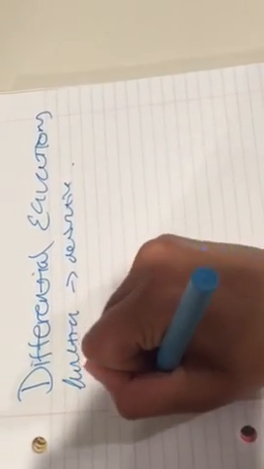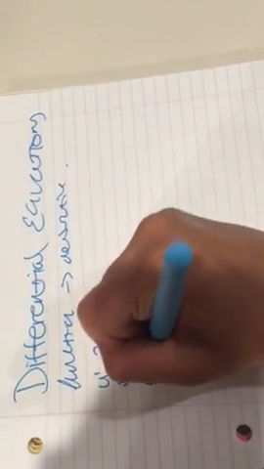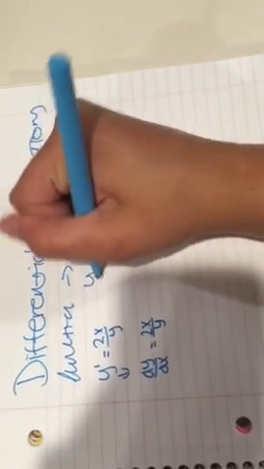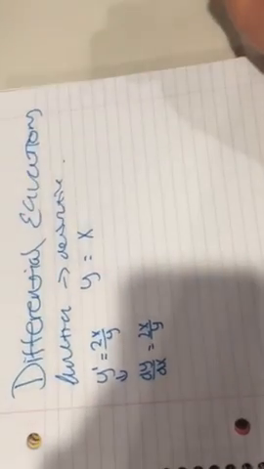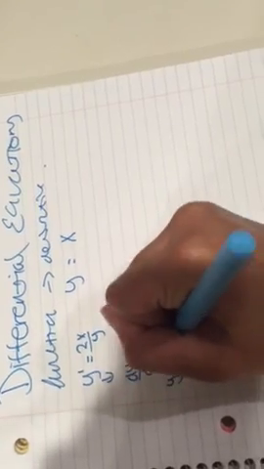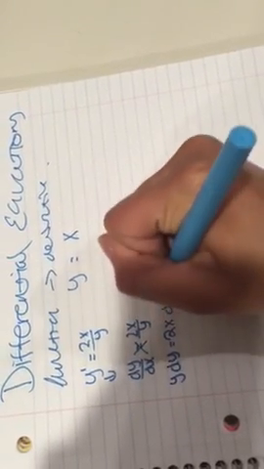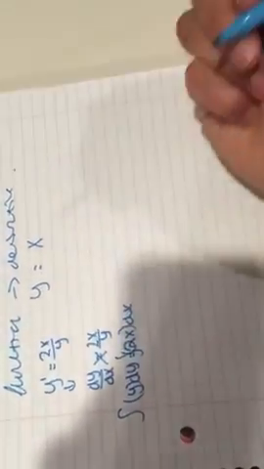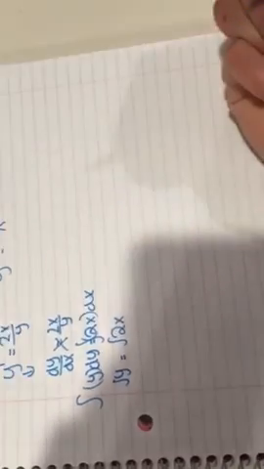The first step would be to make this dy/dx equals 2x over y. Since we want to get all the y's on one side and all the x's on one side, we can just cross multiply, make it easy. So we have y dy equals 2x dx. Now to continue solving, our next step would be to take the integral of both sides. This leaves us with the integral of y equals the integral of 2x.